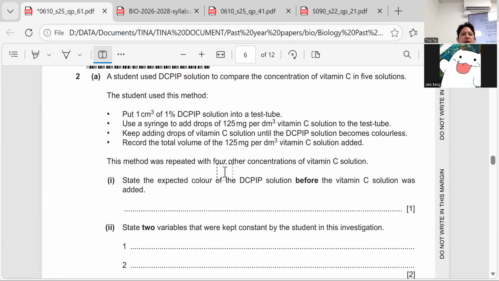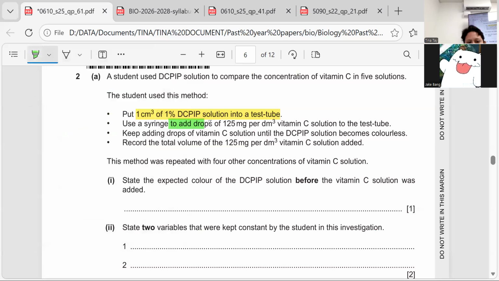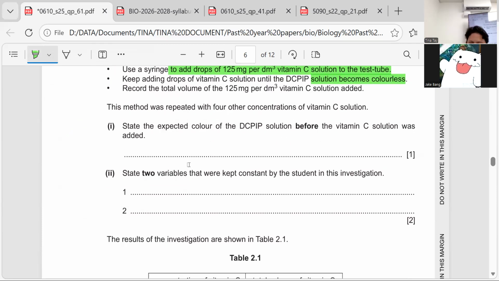Okay. The student used DCPIP solution to compare the concentration of vitamin C in 5 solutions. The student used this method: put 1 centimeter cube of 1% DCPIP into a test tube, use a syringe, add drops. Here's your problem already. Of 125 per decimeter cube of vitamin C solution into the test tube. Keep adding until the solution becomes colorless. Record the volume of the vitamin C you added. Then you repeat for other concentrations of vitamin C.